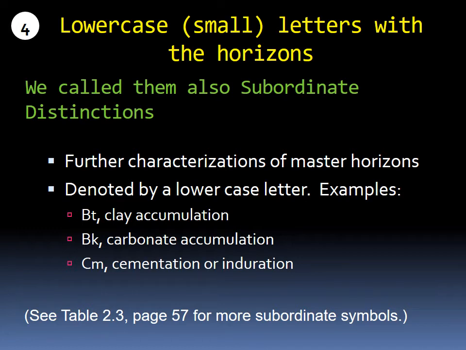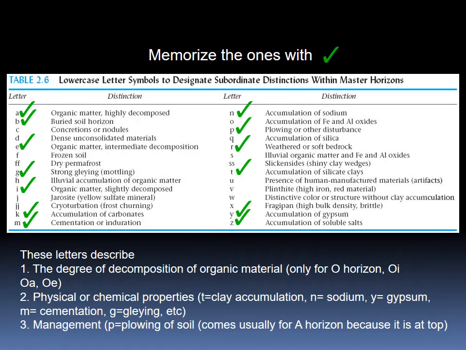Sometimes these letters also describe a condition, like CM, which means cementation. This is a C horizon that already has soil, but if you touch it, it's hard and almost cemented, almost forming a rock. These small letters can come with any horizon, and basically you have to memorize the ones which I ticked with a green tick. But don't worry, the process of memorization is very, very easy.